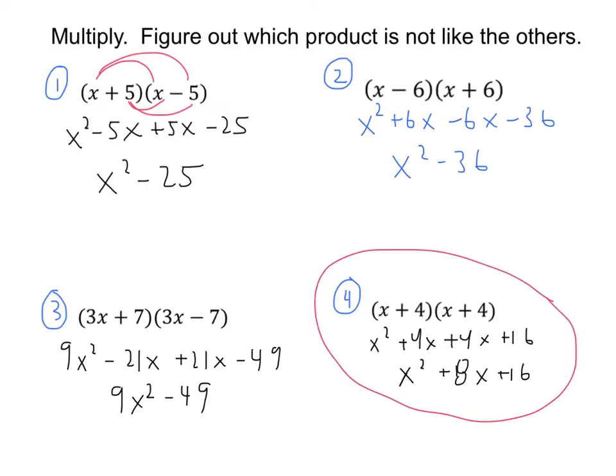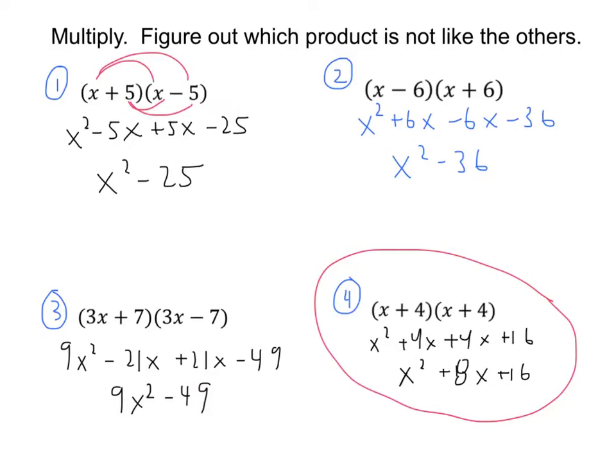The pattern that I want you to see is that we always ended up with only 2 terms: x squared minus 25, x squared minus 36, 9x squared minus 49. You should also hopefully notice that we always ended up with a minus in the middle. And we also always end up with perfect squares: 25, 36, 49, x squared, 9x squared. Those are all perfect squares.